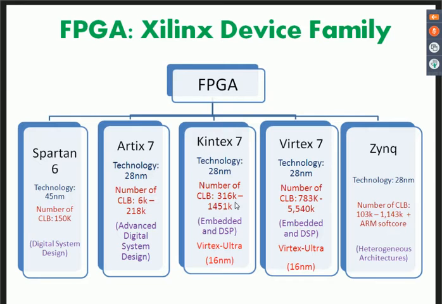In Kintex 7, we have around 1451 kilo CLBs. In Virtex, 5540 kilo is the maximum count. The Zynq family is a heterogeneous architecture. In Zynq, we have the FPGA interconnected with an ARM processor. The ARM software processor is interconnected with the FPGA, and we call such architectures heterogeneous architectures. So Zynq is the heterogeneous architecture.